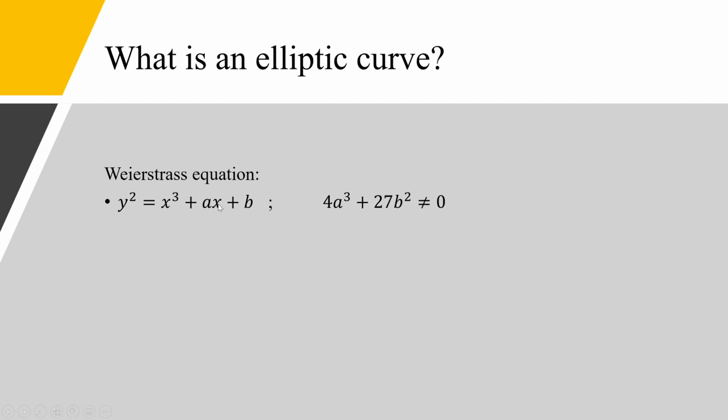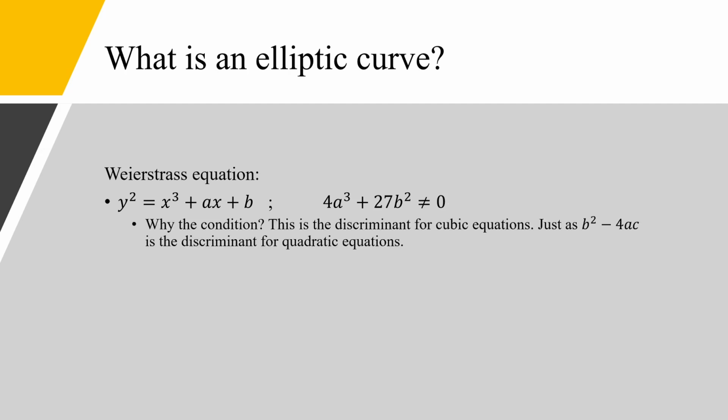There are a couple of other variants and a longer form of this equation, but this is a reduced form. It's called the Weierstrass equation or the Weierstrass form of an elliptic curve, and that's y square equals x cubed plus ax plus b, and it has to satisfy this condition: 4a cubed plus 27b square should not be equal to 0. And this condition comes from something called the discriminant.